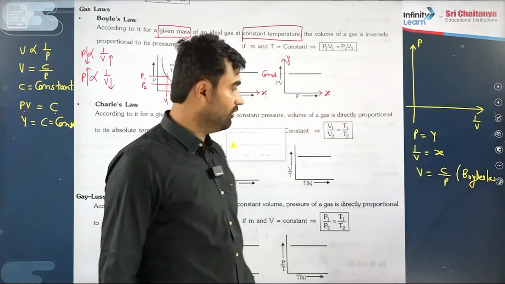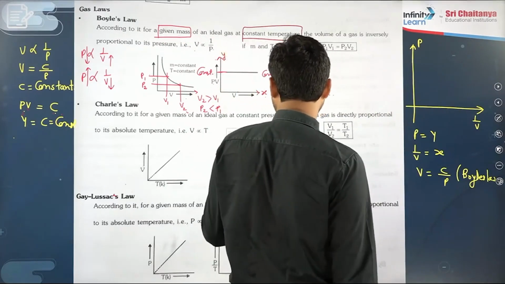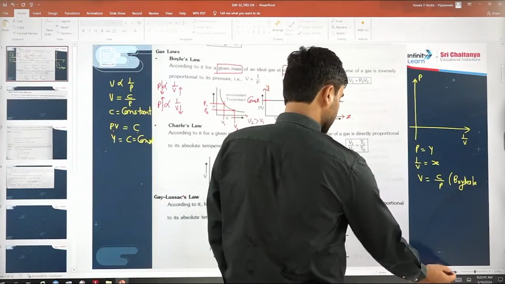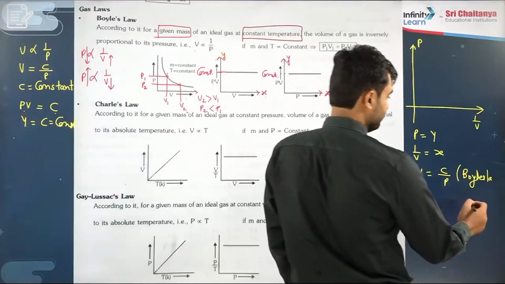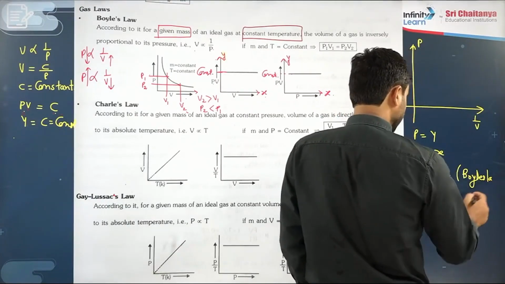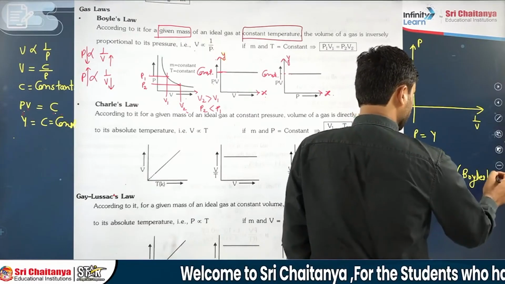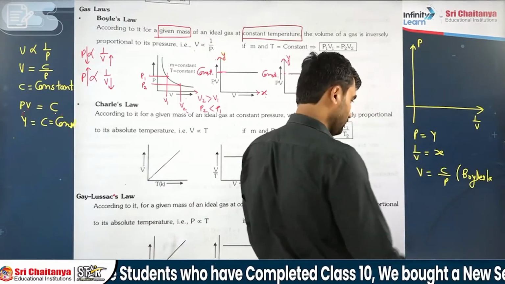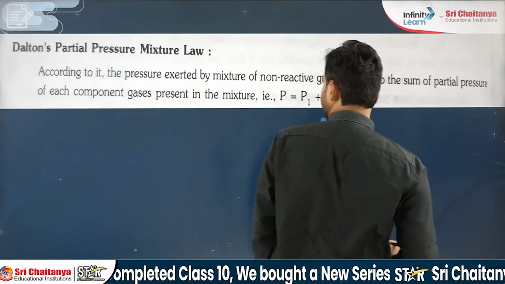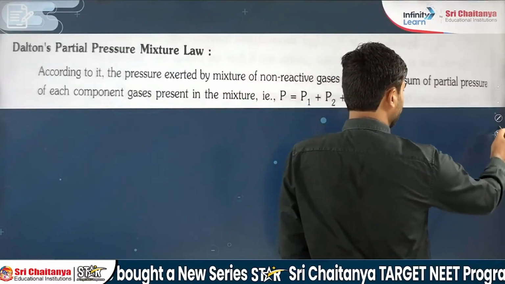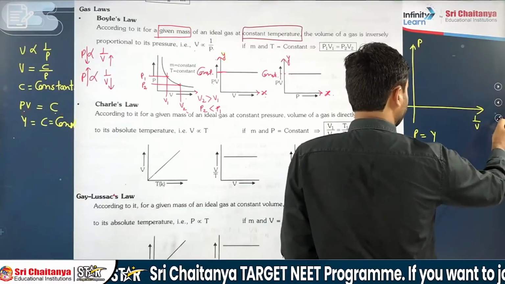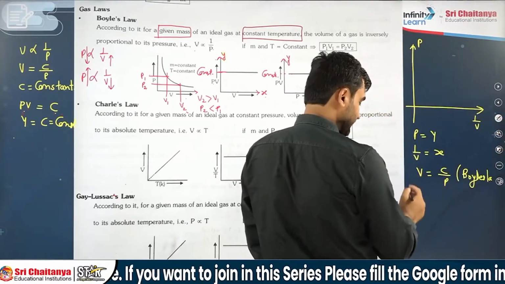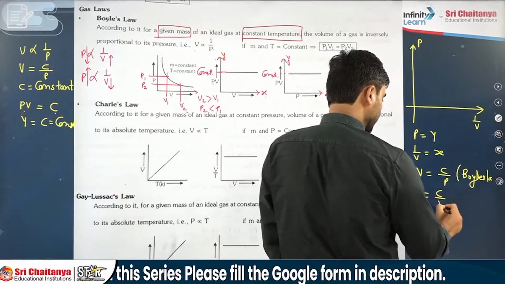Okay. We know the condition. Now, put the values. So 1 by V is X. To do one thing, transfer P this side, V this side. So it becomes P equal to C by V.